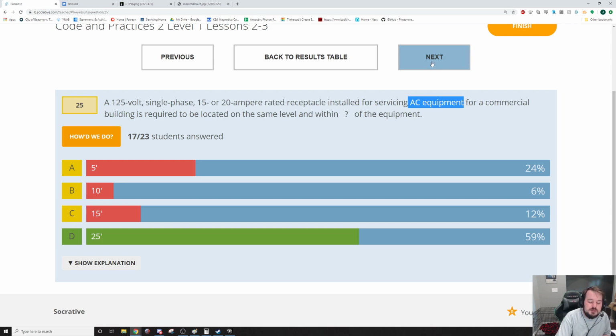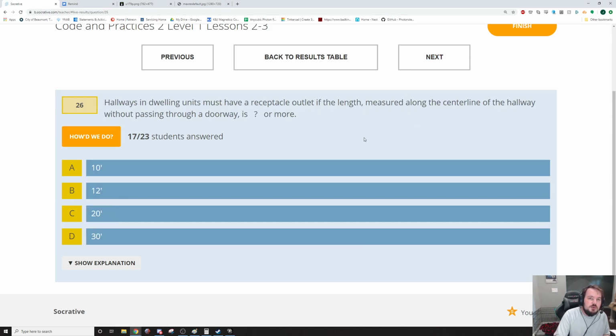Also, service equipment. It's a whole different section. So this last one was 210.63, and if you look in 210.64, it's basically the same requirement, but it's specific to electrical service areas. You can kill two birds with one stone by putting a plug that's within 25 feet of your service and your AC unit.